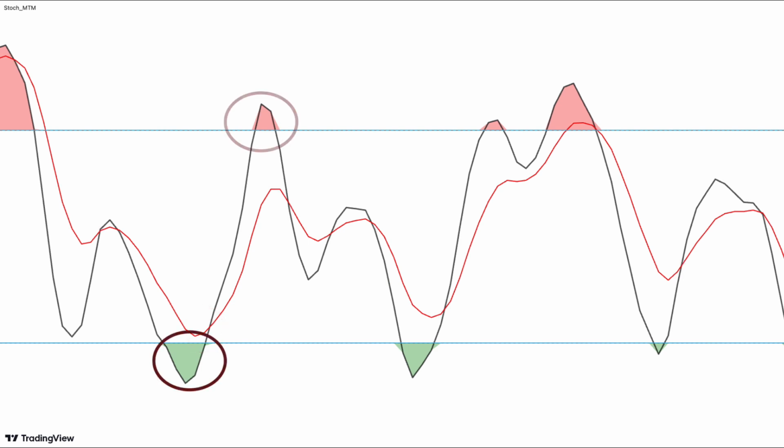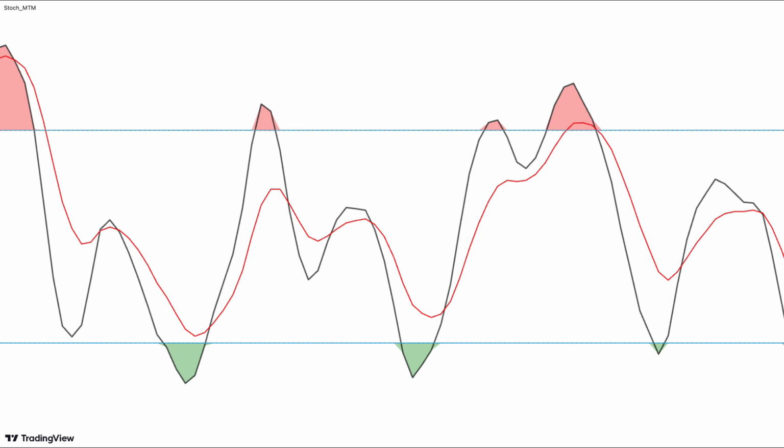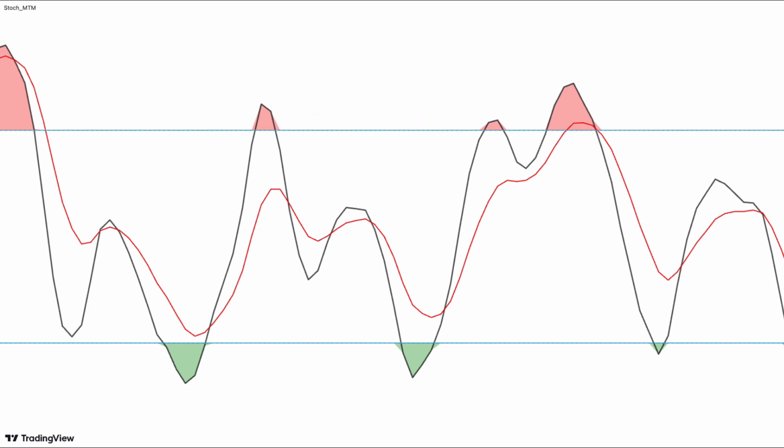Next, we have these green and red background fills. The green fill at the bottom represents an oversold market condition. It's created whenever the stochastic oscillator goes below this blue line at the bottom. On the other hand, the red fill at the top represents overbought market conditions, and it is formed whenever the stochastic oscillator goes above this blue line at the top.